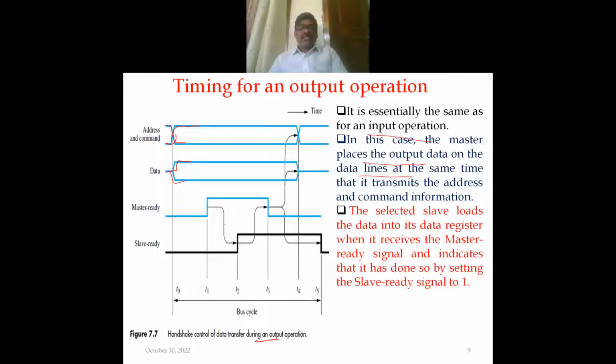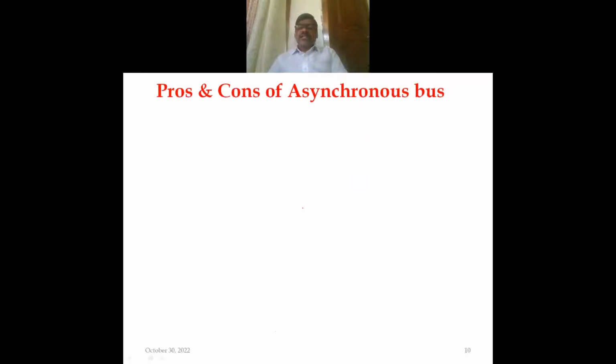The selected slave loads the data into its data register when it receives the master ready signal, and indicates that it has done so by setting the slave ready signal to 1. So the remainder of the cycle is similar to the input operation. The master ready signal is activated during time T0. So during time T2 the slave is ready. Now it will read the data and complete that reading of the data during time T5. So the remaining operations are similar to the input operation.